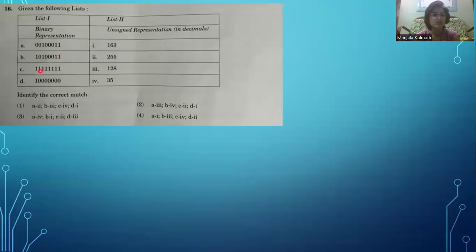Like that only, this one we have to calculate. How many digits are there? 4 plus 4, 8. All the 8 digits are 1, which means it equals 255. And this one equals 128, because it is 2 raised to 7, which will be 128. So the answer for this is the third one.